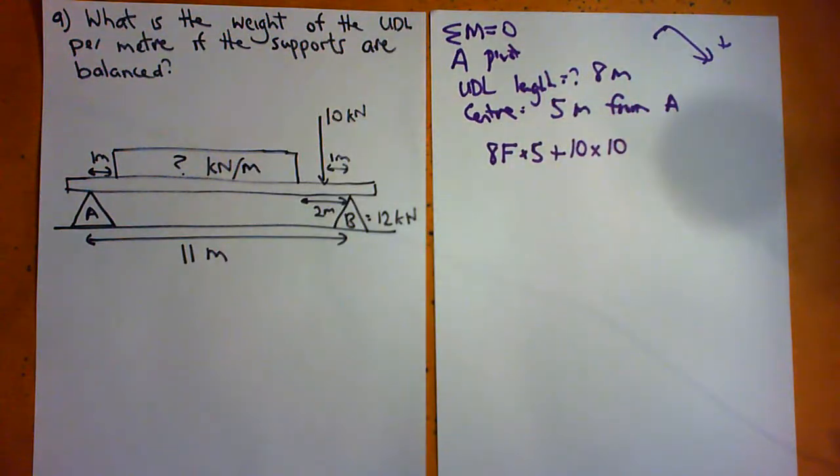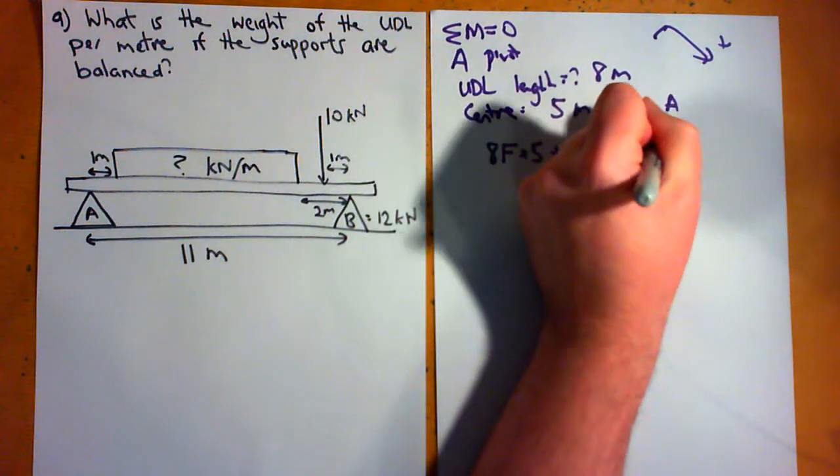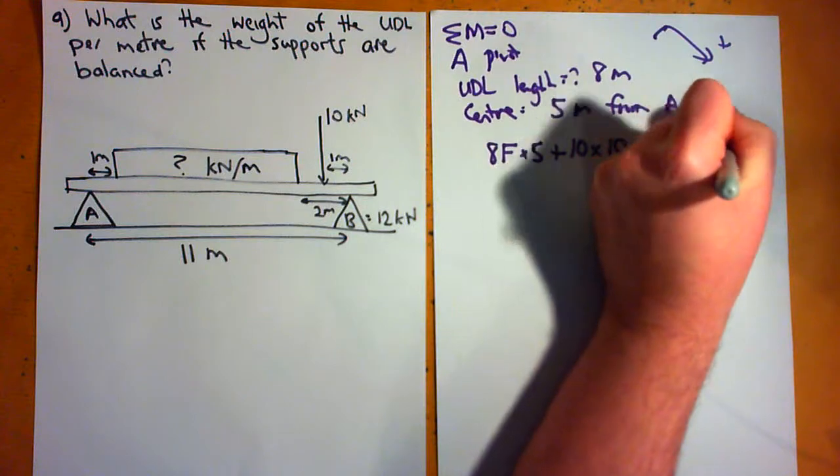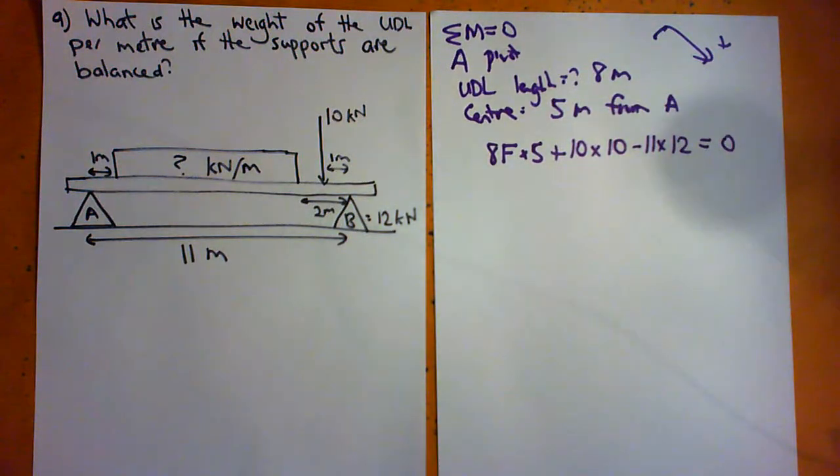Okay, and then we've got the anticlockwise moment, which is due to support force B, which we're told is actually 12 kilonewtons. So this is going to be minus 11 as the distance times 12 as the force equals 0. And because we're not really interested in what A is, we can just solve it from here. We can just solve that equation and then we have our answer.